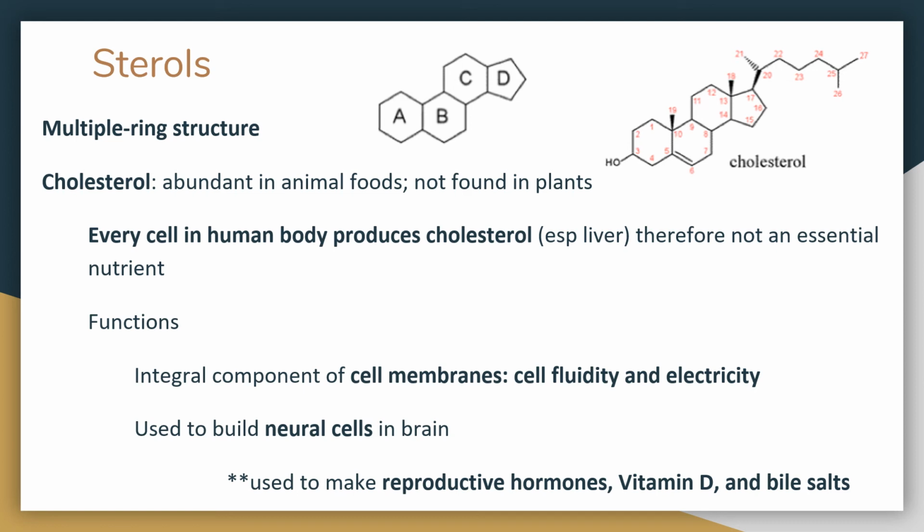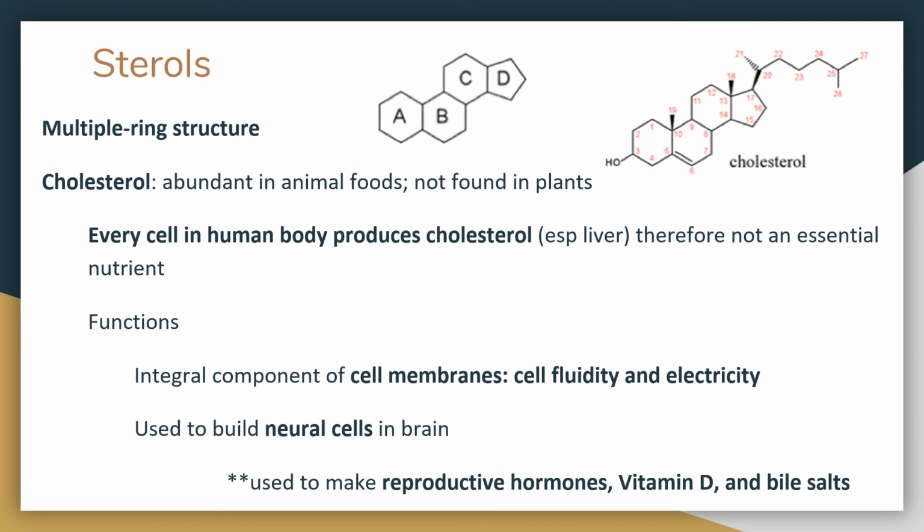this basic structure. So on the far right, I have an example of cholesterol, and you see that it takes that A, B, C, D, the four-ring structure. So cholesterol is a type of sterol. It is abundant in animals, including humans. It's not found in plants. Plants don't make cholesterol. So humans do make cholesterol. We are animals, so we do make cholesterol.